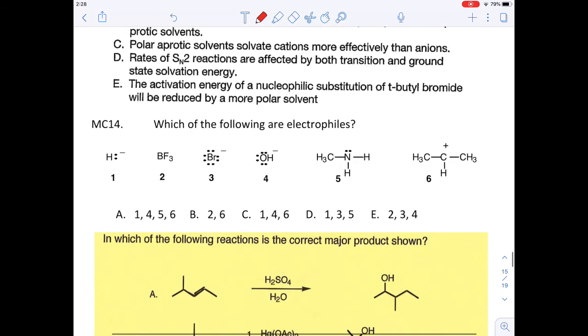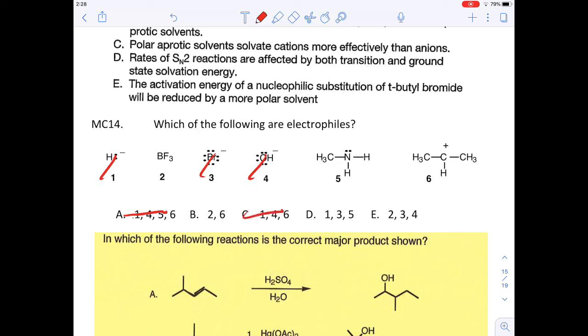Okay, moving on to multiple choice 14. Which of the following are electrophiles? This one's relatively simple. It's exam 1 material. Basically, an electrophile is anything that wants electrons, not anything that has a negative charge. So that eliminates 1, 3, and 4 because these are nucleophiles, not electrophiles. They have electrons, so they don't want any more.